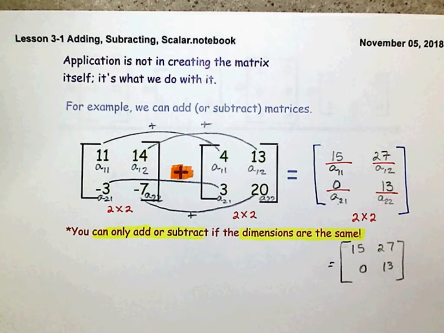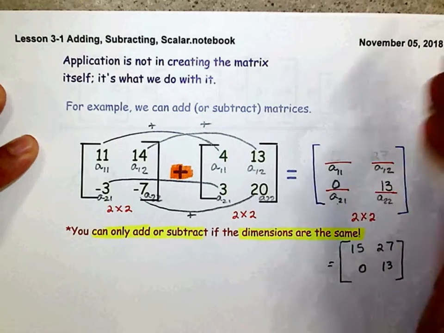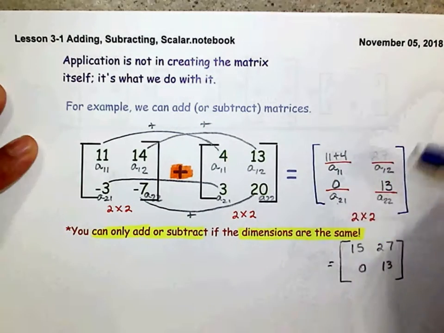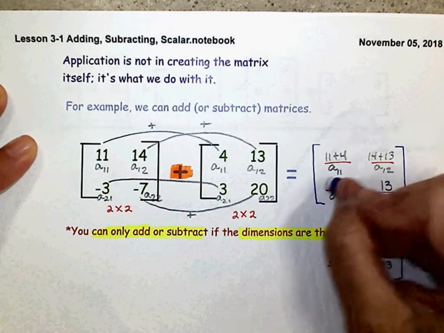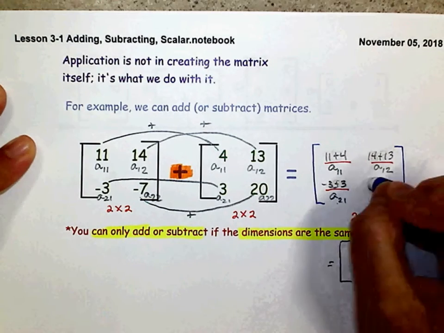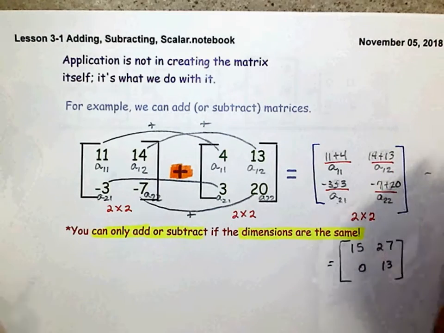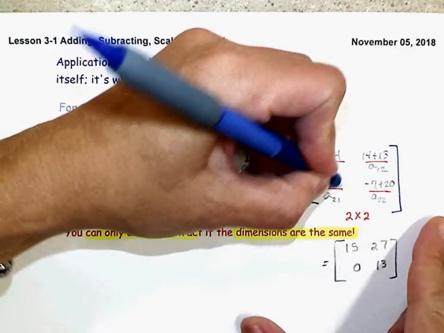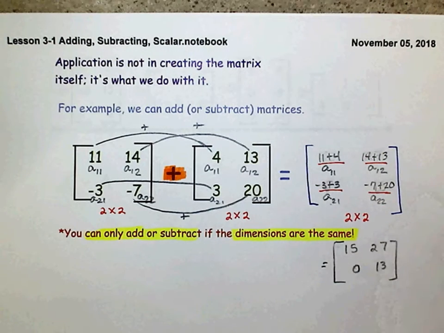You can show me the work, or you can just give me the solutions. Okay? Let me write the way it's done. So you got 11 plus 4, 14 plus 13, just so you see what the new answer is. Negative 3 plus 3. And what is this one? Negative 7 plus 20. And that's how you got all that solution. Make it look better. And here's the answer. Okay? But that's the work you did, and that's how you get to that part.